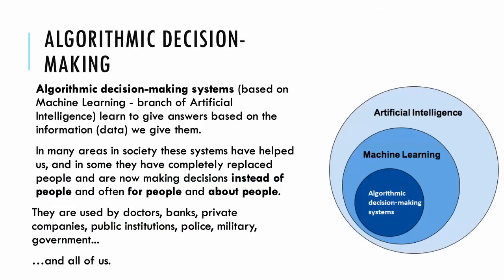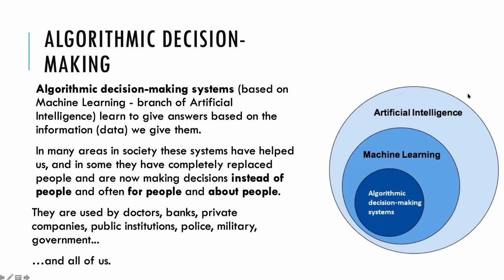Thank you, Vojko. Let me start with algorithmic decision-making systems, as this will provide an appropriate foundation for understanding the transparency problem. So, algorithmic decision-making systems are based on machine learning, which is a major branch in artificial intelligence. And these algorithmic systems learn to give appropriate answers based on the data and task we give them. In a sense, they learn to make decisions. In practice, they are used by doctors to help them diagnose the diseases, by banks to decide on the approval of loans, by companies to select among candidates who came to the job interview, by police officers to verify the identities of people at the airports, and so on.